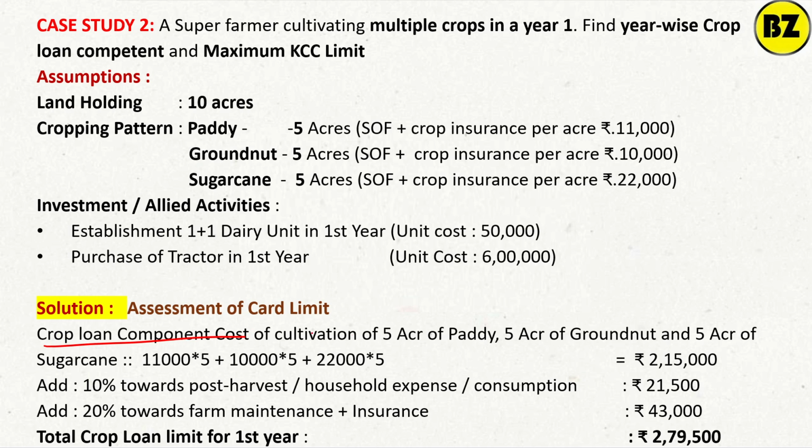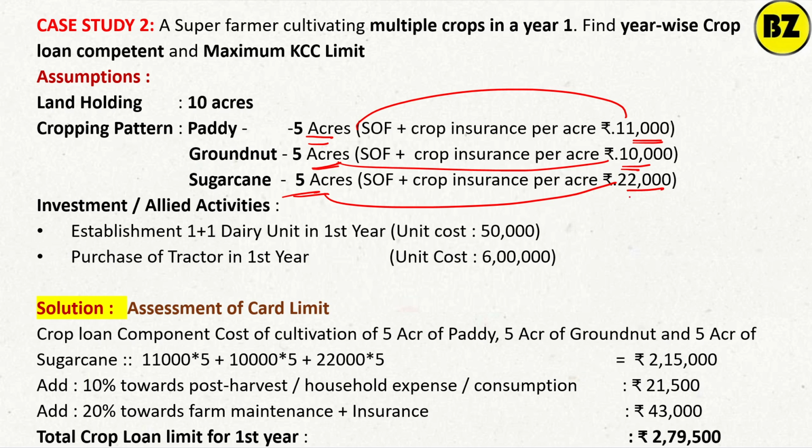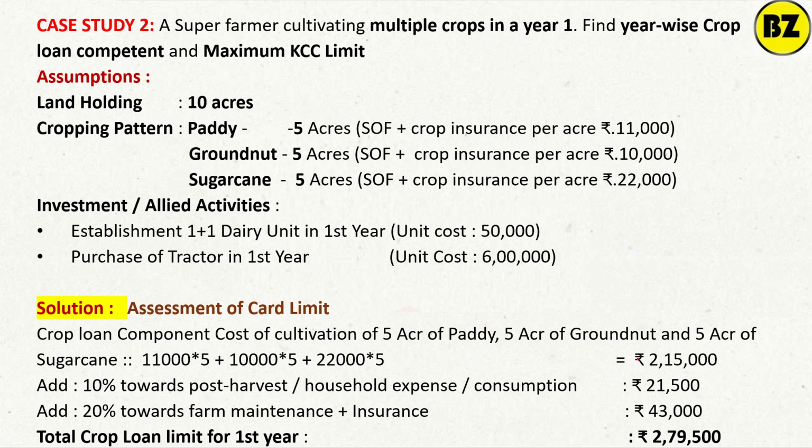See the crop loan component, the cost of cultivation of 5 acres of paddy, 5 acres of groundnut and 5 acres of sugarcane. So very simple. Per acre is 11,000, so 5 into 11,000. 5 acres groundnut, so 5 into 10,000. 5 acres sugarcane, so 5 into 22,000, because the scale of finance is given per acre, right? So 55,000, 50,000, 110,000. So total will be 2,15,000. This is simply using the scale of finance into the area.